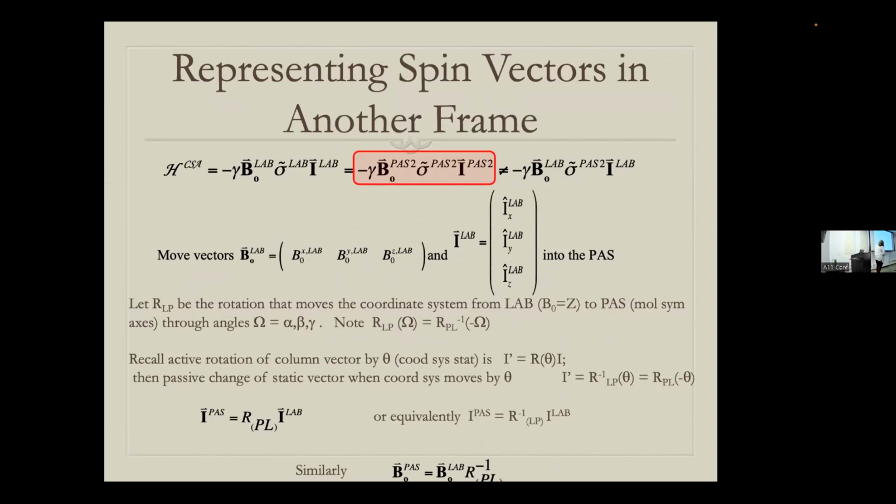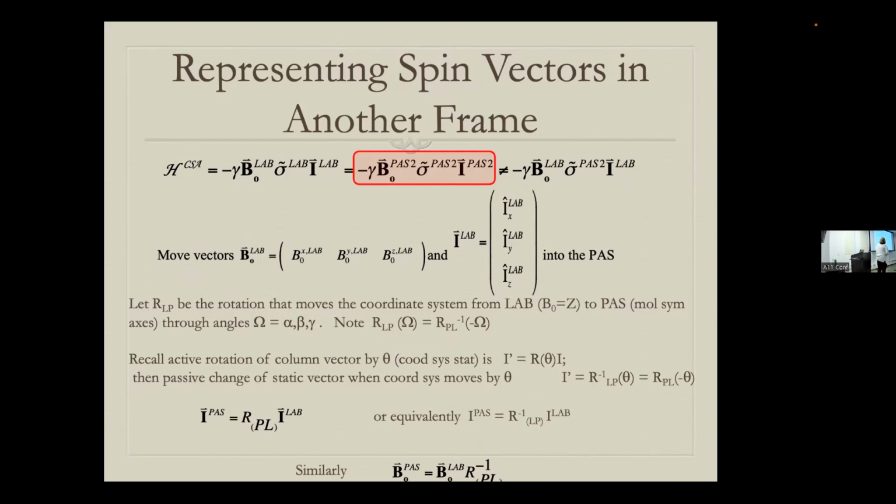So for our chemical shielding, what did we develop that for? Because we wanted to move these guys from the lab frame to the PAS frame. So we're going to try to write this thing that's in red. And in place of this, because we don't know what B naught is in the PAS, we're going to substitute in this expression: B naught in the lab, which we know perfectly well what it is, times this rotation matrix that we just developed or described.